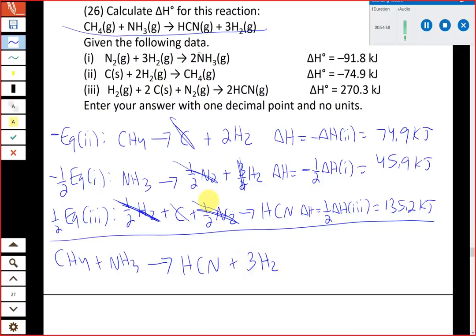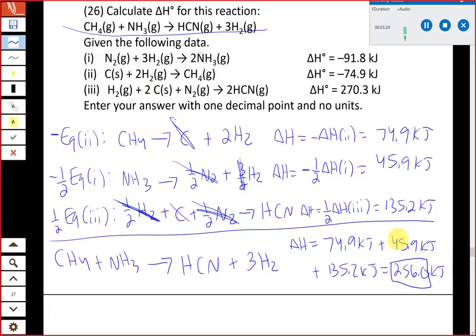So it is good to double check that everything adds up correctly, and then we can be sure now that we can add up the 3 delta H values to get our overall delta H. So it's just going to be these three numbers added together, 74.9 kilojoules, 45.9 kilojoules, and 135.2 kilojoules for a sum of 256.0. This one just wanted the number with one decimal place in no units. We would just enter 256.0 for that one.